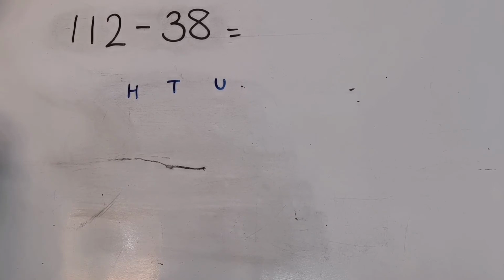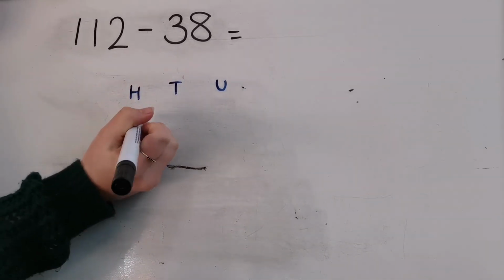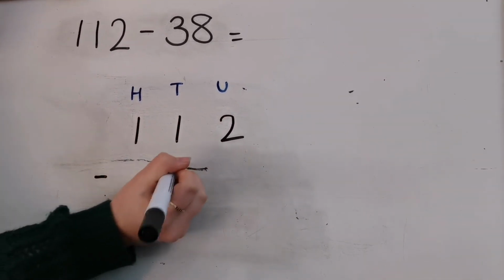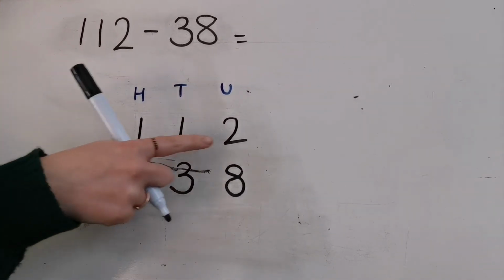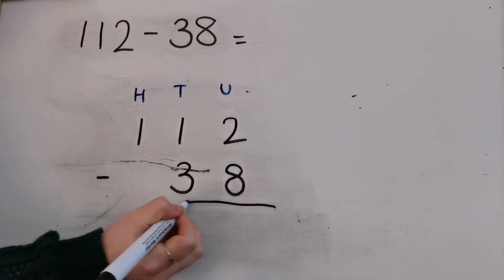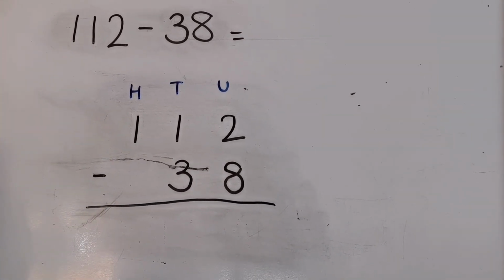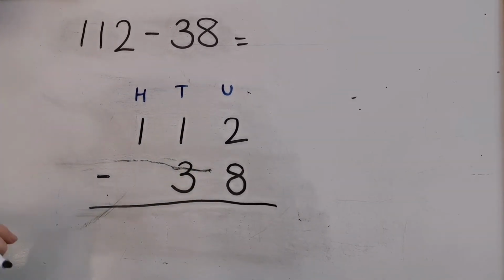This subtraction problem is a little bit trickier because we're going to be regrouping in both the tens and the units column. So I'm just going to begin by laying out my sum in exactly the same way. I've got 112 take away 38. Okay, for something like this, it can be tricky. We've got 2 take away 8. Now I can't do that.